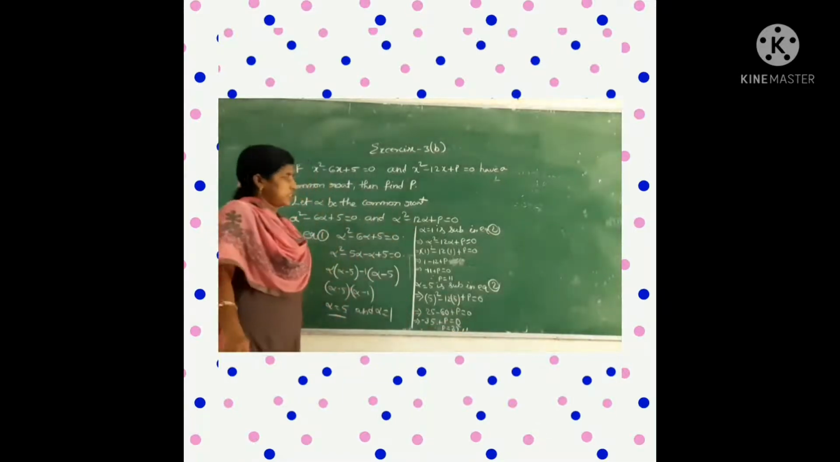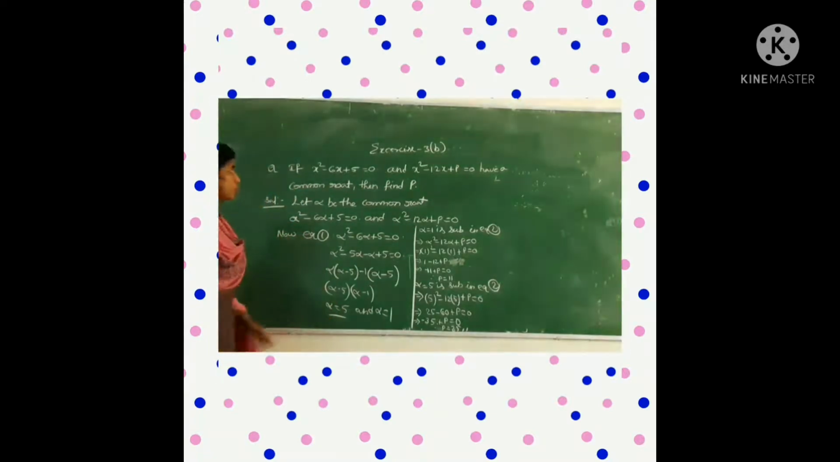Okay, understand? Here we have solved both models. The first one is common roots, and this is also a common root problem, but they are different models. These are 2 marks questions. Everyone carefully learn. Okay.